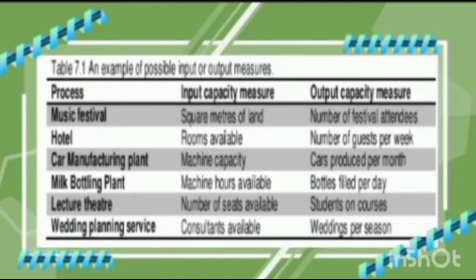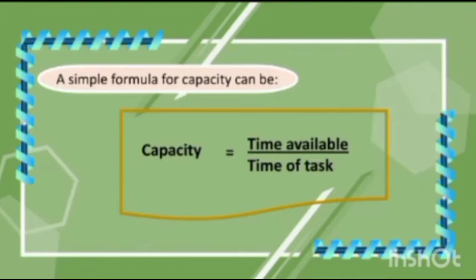As you can see in the table, capacity can be measured from looking at the operation as a whole and then calculated on the resources and facilities available and process time. A simple formula for capacity is: capacity is equal to time available over time of task.